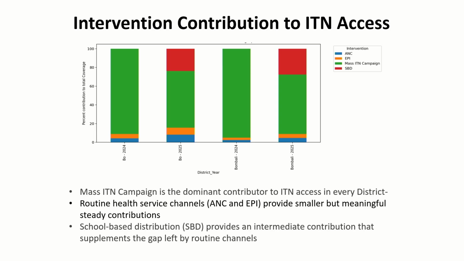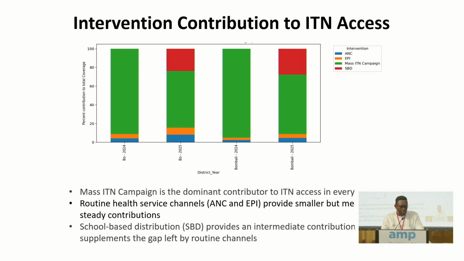We further analyzed the school-based distribution in the 2 districts, looking at the contributions of each intervention to ITN access. Mass ITN campaign is the dominant contributor to ITN access in both districts. The routine ANC and EPI provide a smaller but steady contribution to access, and also target vulnerable populations. So the school-based distribution fills the gap between campaigns as well as the gaps observed from the routine channels.